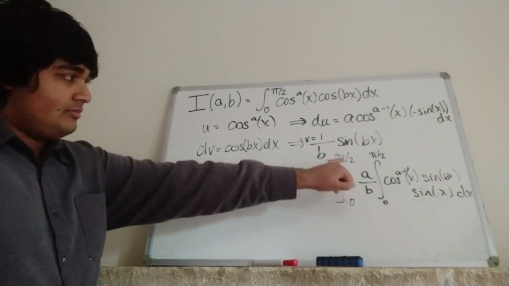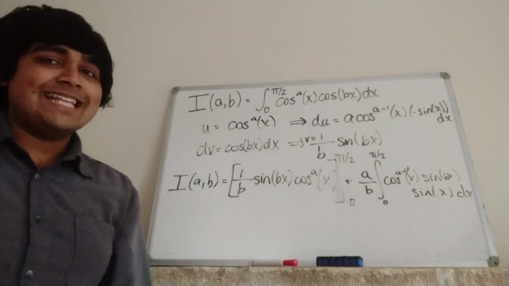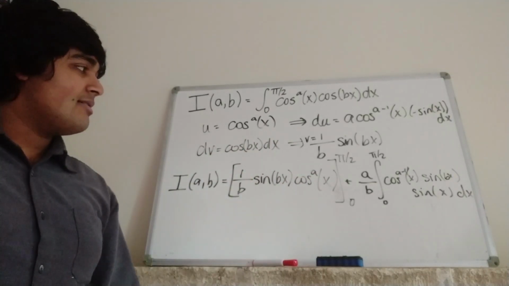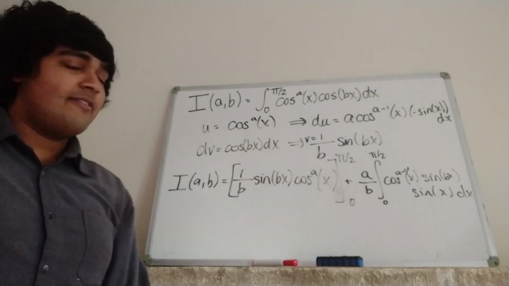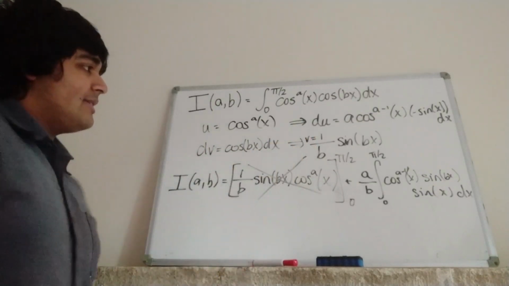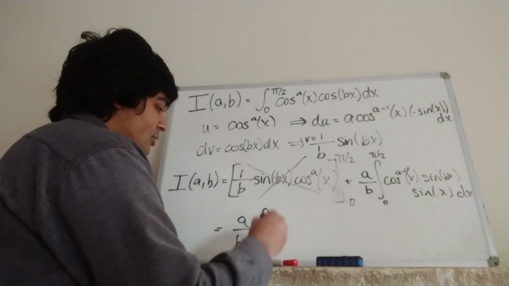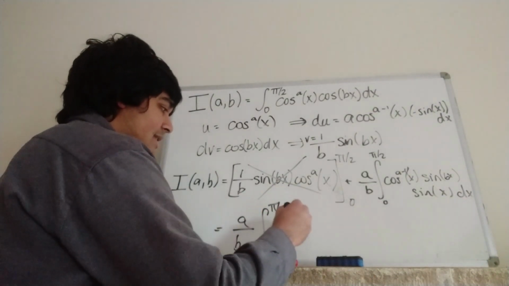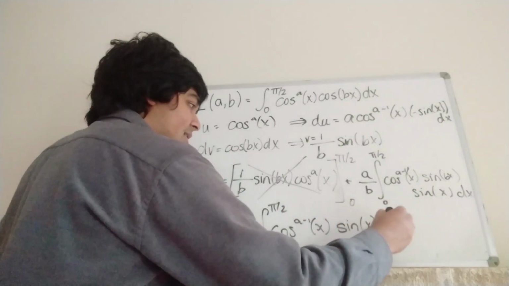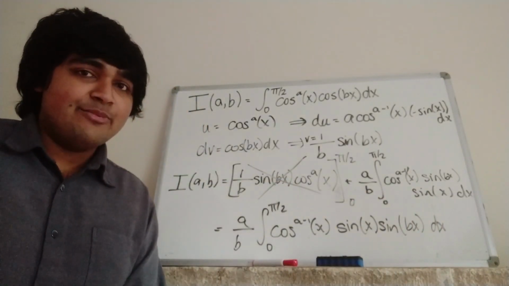Okay, now this thing here evaluates to 0, which is quite nice. Let's just check that. When we plug in x equals pi over 2, cosine of pi over 2 is 0, and because a is a positive integer, we have 0 to the power of a positive integer, so this whole expression is 0. And when we plug in x equals 0, we have sine of b times 0, which is 0. So 0 minus 0, this thing vanishes. The only thing we need to worry about is this integral: a over b times the integral from 0 to pi over 2 of cosine to the a minus 1 of x times sine x times sine bx dx. Okay, let me clear up the whiteboard and we'll continue.